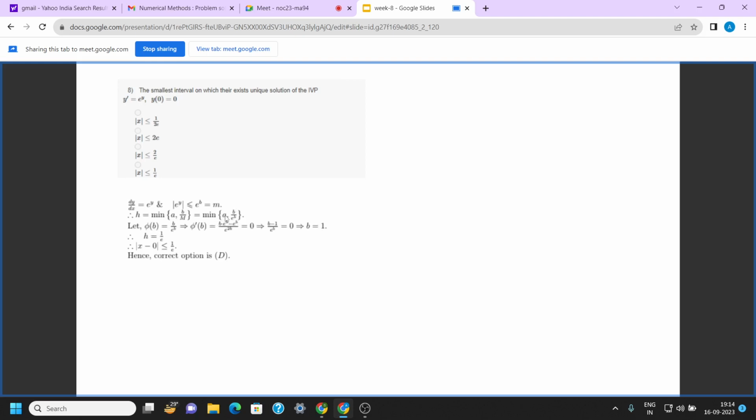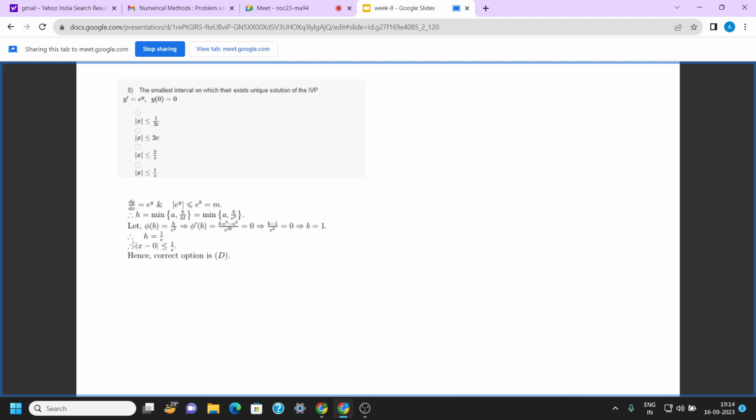Now what about a? How will you get that which one is minimum? For that, you will just equate a equal to whatever function value you have got. When you equate it, you will again get 1 upon e. Okay, so now h is what? 1 upon e.